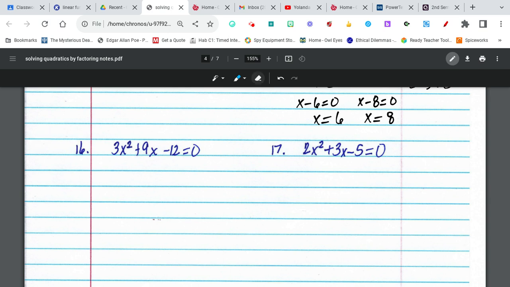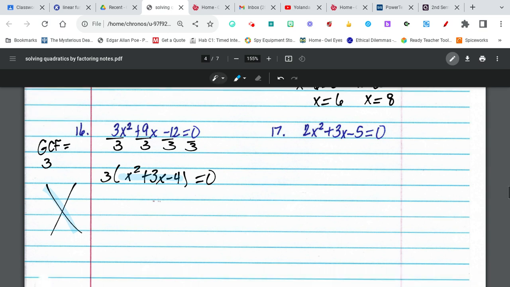Okay, guys. The GCF is actually 3. If I divide everything by 3, you're going to end up with 3 times, in parentheses, the trinomial x squared plus 3x minus 4, all equal to 0. Okay? And then you're going to check your trinomial, your remainder, and see if it can be factored. Well, it can.